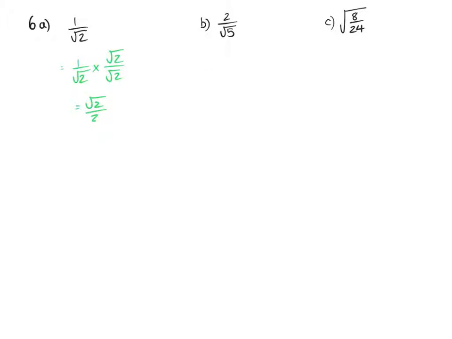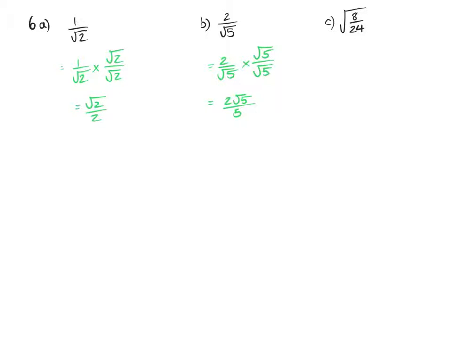Next one, we have 2 over root 5. To get rid of the root 5 on the bottom, we need to times that by the square root of 5. So that means we have to times the top by the square root of 5 too. So then we get 2 root 5 over 5. 2 and 5 aren't in the same times table, so nothing we can cancel there.